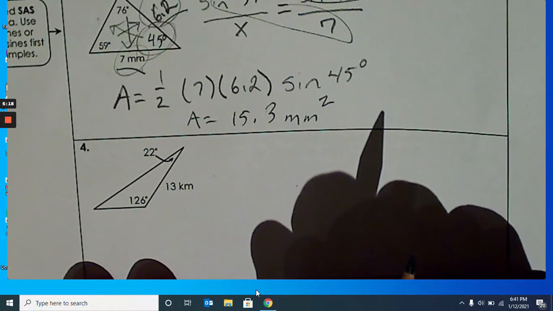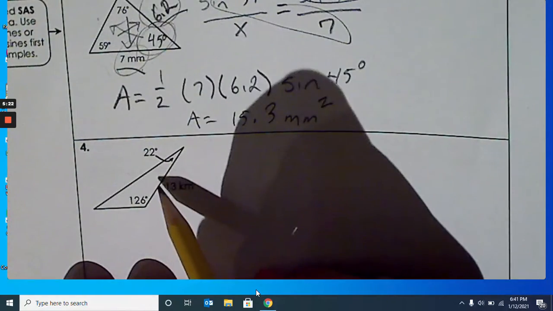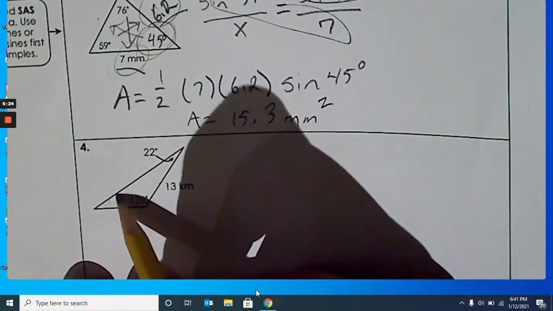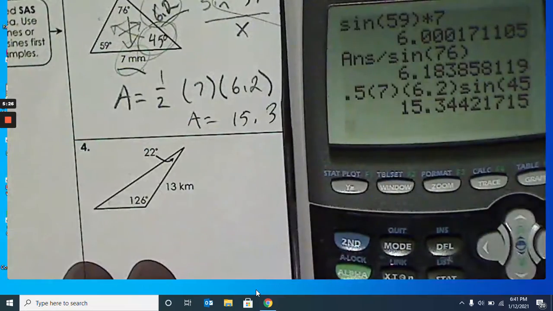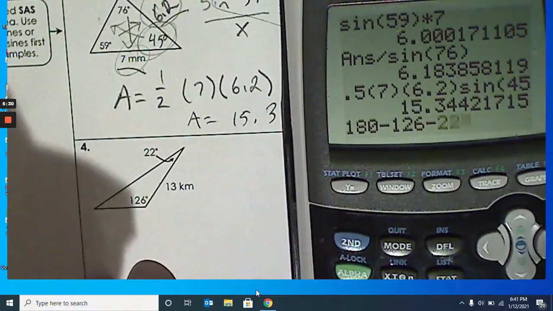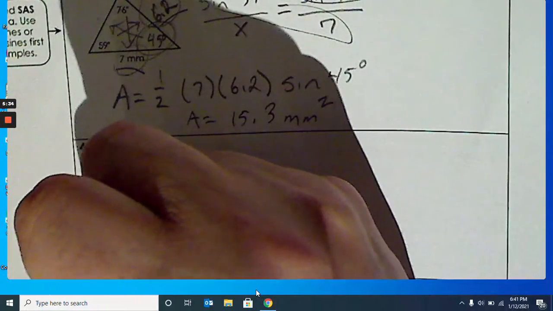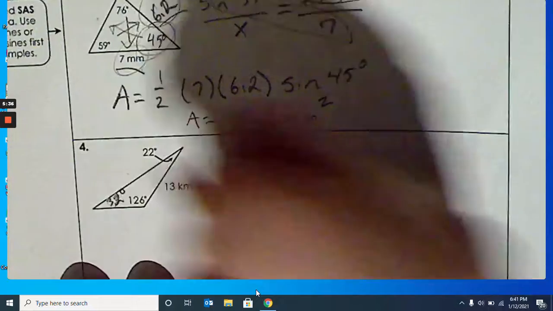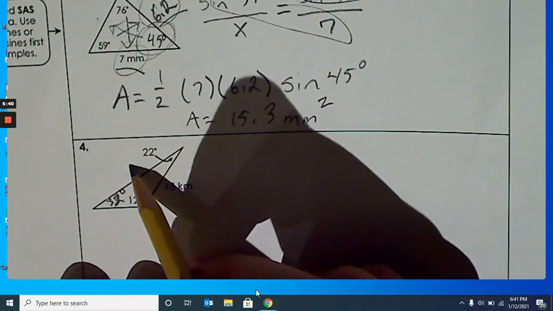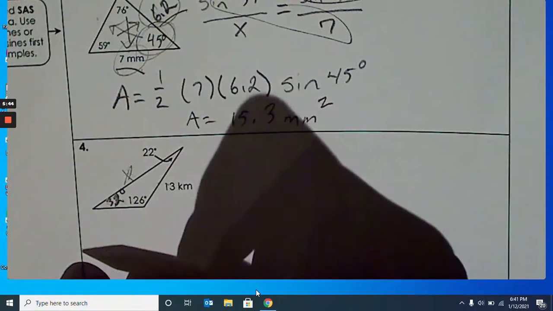Here, I don't have a second side, but I'm going to find this angle right here by doing the same thing. 180 minus 126 minus 22. Looks like it's 32 degrees. So now I want to find another side. I can find this side right here, since I know this angle and this side.